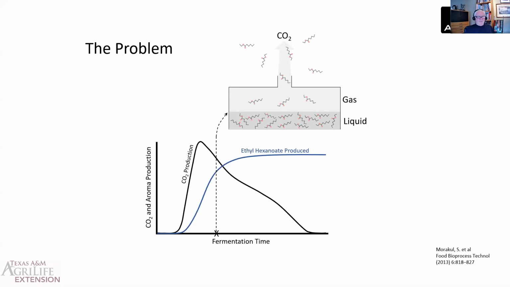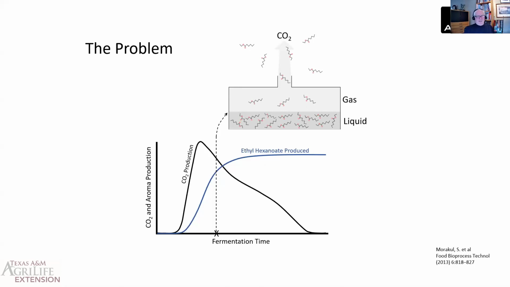So this is the problem. Ethyl hexanoate is produced in the juice, but it doesn't stay there. It moves to the headspace, and then it's blown out into the atmosphere. In other words, you've lost aroma from the liquid wine.